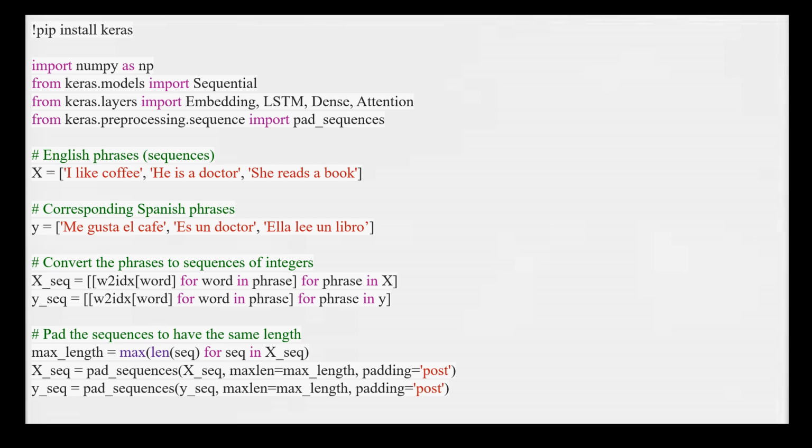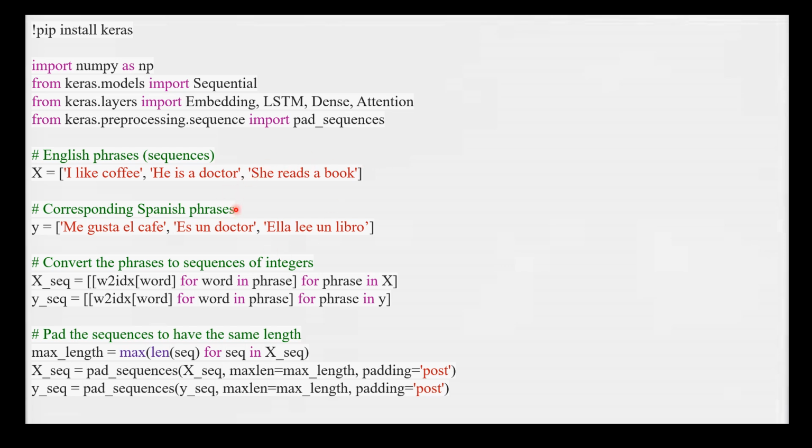So implementing an attention mechanism using a deep learning framework like Keras is straightforward. And for this example, we'll use a sequence-to-sequence model with an attention mechanism to translate a simple English phrase to its corresponding Spanish phrase. So first of all, install Keras if it's not already installed, and then we will import the necessary libraries, and then we will define the training data.